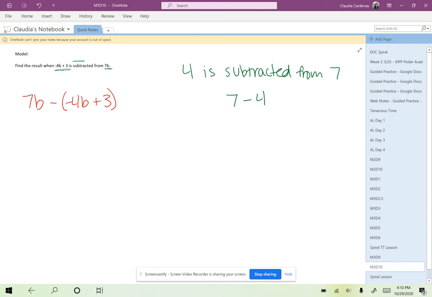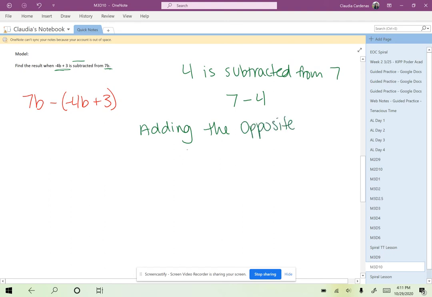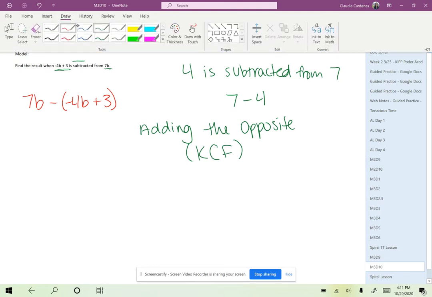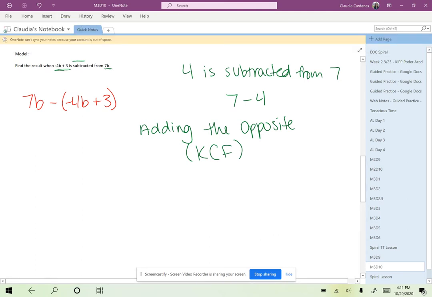Okay, so now we're going to think about the trick that we talked about a few lessons back. When we see a subtraction problem, we can always add the opposite. So adding the opposite, or as we have also talked about it before last year, KCF: keep, change, flip. And so if we have this as our strategy, let's go ahead and rewrite it thinking about our addition problem and the opposites of everything inside the parentheses.